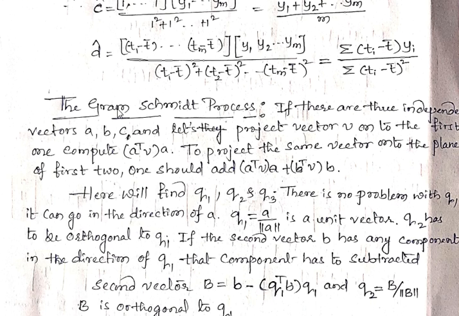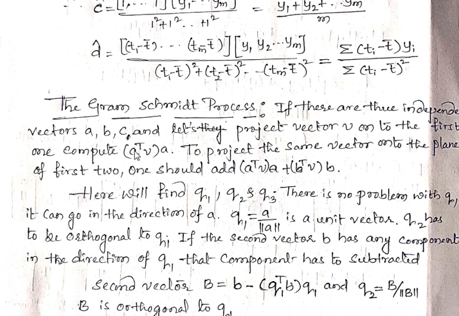The actual main task is the Gram-Schmidt method. What is this Gram-Schmidt process? In this process, we consider three vectors. Let's consider the three-dimensional system. A, B and C are the three vectors, and we go for finding the projection. If there are three independent vectors A, B, C, let's project vector V on the first one.